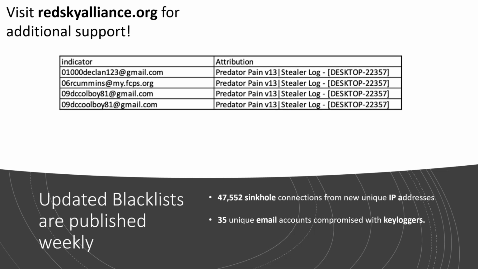Our blacklists are published weekly. Here you can see some of our keylogger indicators. Last week, we observed 47,552 sinkhole connections from new unique IP addresses and 35 unique email accounts compromised with keyloggers. Please go to redskyalliance.org to inquire for additional support, complete blacklists, and Red X-ray and API access.